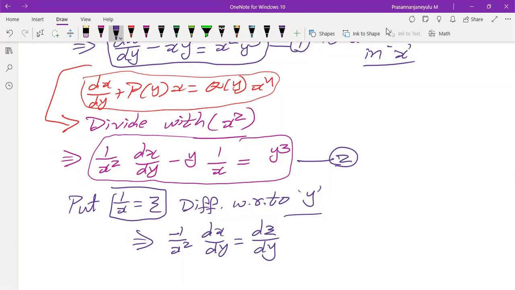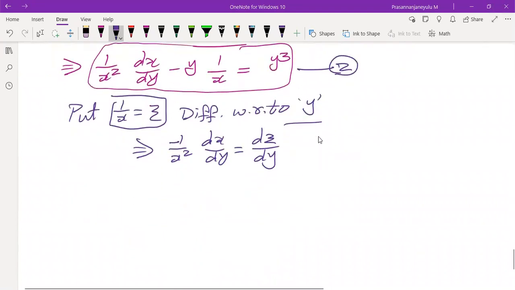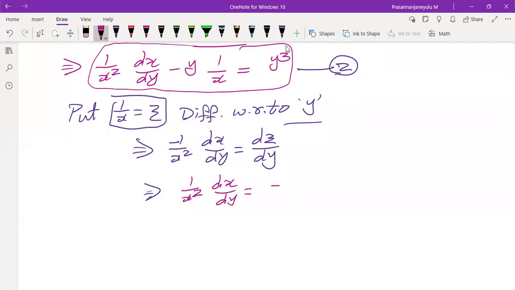Now on both sides, multiply with minus 1. Why should I multiply with minus 1? Because we should get only 1 by x square into dx by dy. So multiplying with minus 1, we'll get 1 by x square into dx by dy is equals to minus 1 into dz by dy. Now substituting all these things in equation number, which one? Equation number 2.